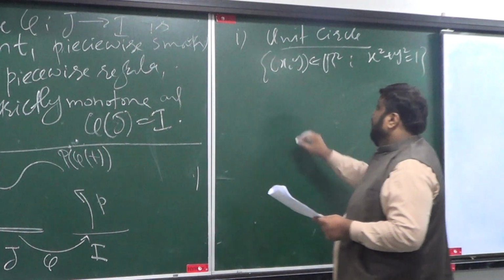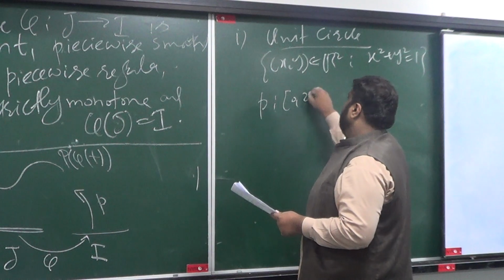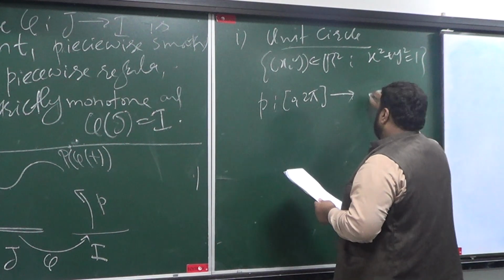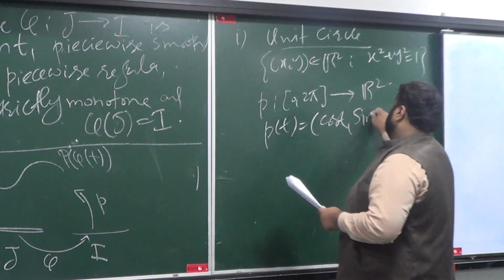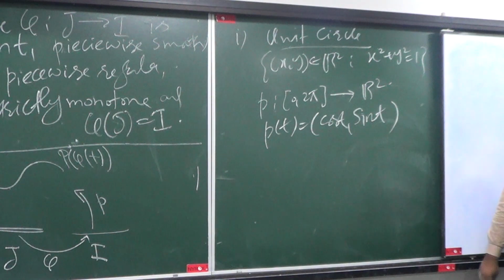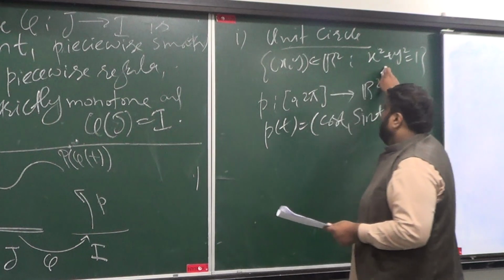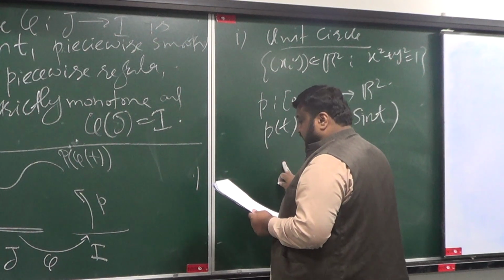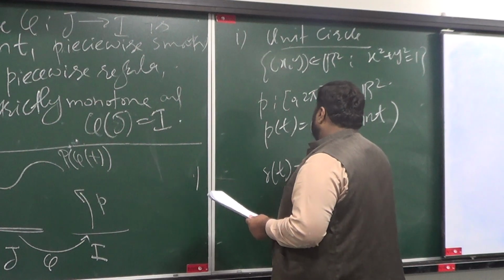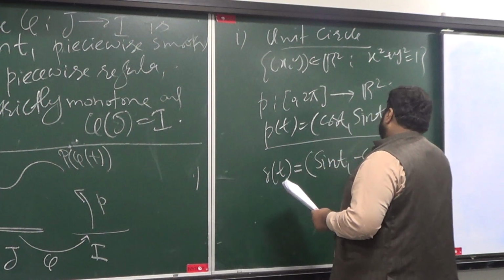And how is it usually parameterized? You usually parameterize this curve as a map from 0 to 2 pi into R2, and you define it by P of t equal to cos t, sin t. Anything that satisfies this constraint is a parameterization. So this can also be parameterized by, say, Q of t equal to sin t and minus cos t.